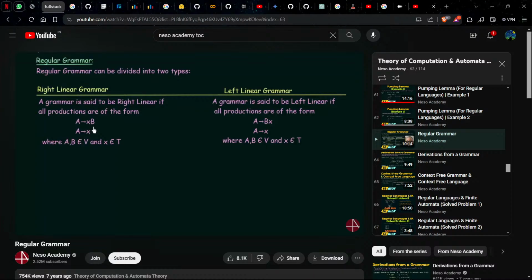So here we see that x is a terminal symbol and B, which is a non-terminal symbol, lies to the right side of x, the terminal symbol. So it is a right linear grammar. And then left linear grammar is just the opposite of that. I hope you know what the difference is.